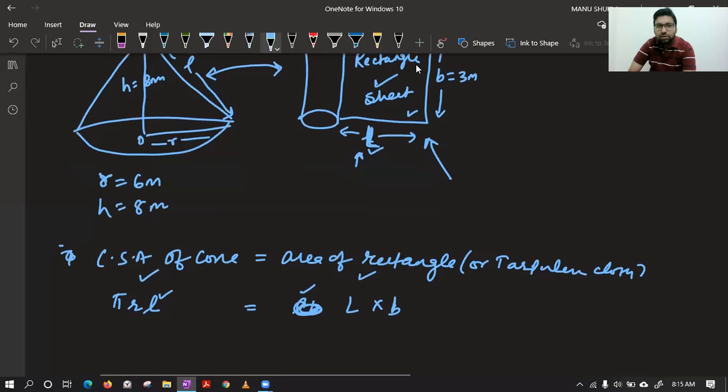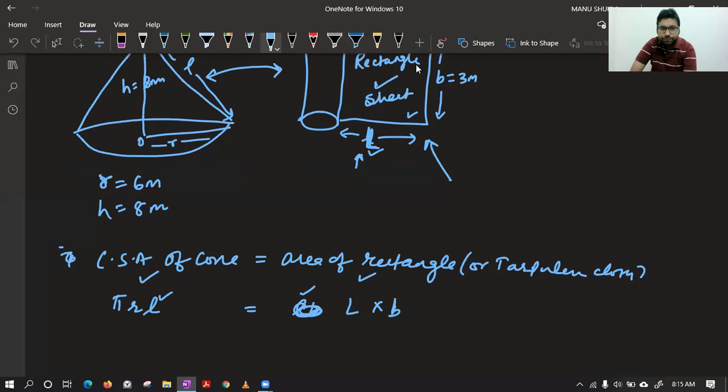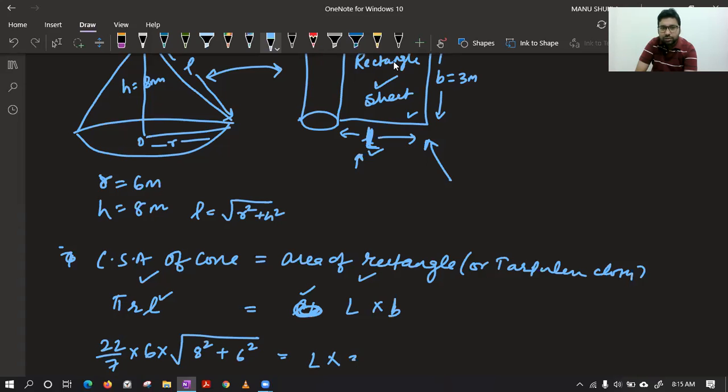Now put the values. Do we know the value of L, class? No. So let us find. R is 6 meters. L will be given by how? We all know L is equal to root of R square plus H square. So we can write in place of L root of 8 square plus 6 square, is equal to capital L into B, which is 3. Now we are ready. This is the final equation, and the only thing left in this complete equation is capital L that we want to find.